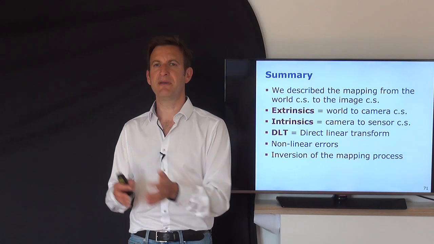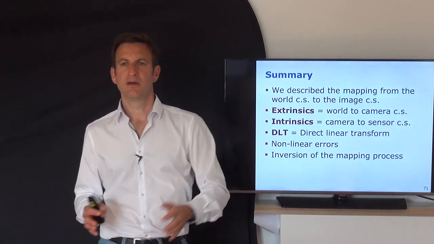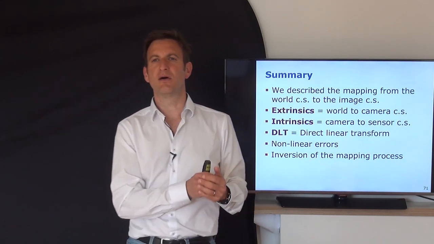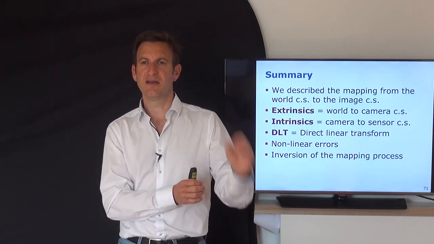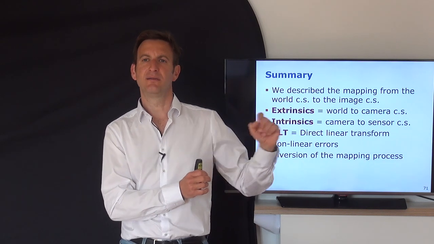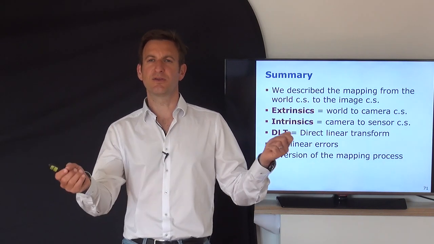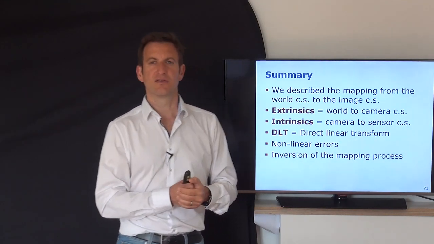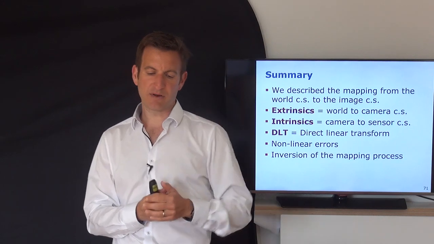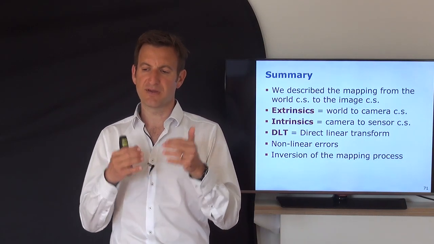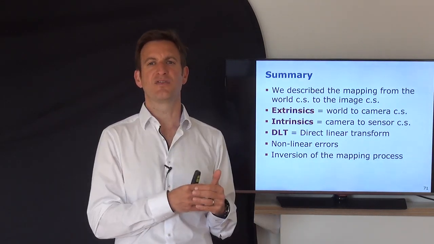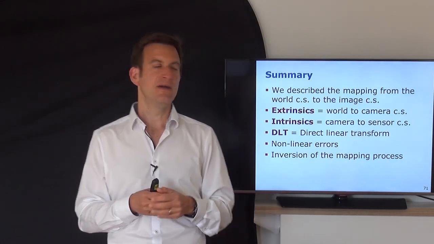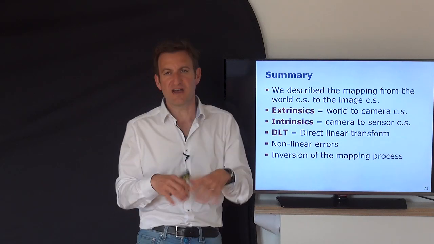So in sum, what we have done in this lecture today, we looked into how we can describe the mapping from the world coordinate system onto the chip. So not even the image plane, but actually the whole chip coordinate system, so that we know the correspondence between world coordinates and pixels. The extrinsics are the parameters of the camera which describe where the camera is in the world and where it is looking to. So everything which is outside the camera, so to say. And the intrinsics are the things which happen inside the camera.